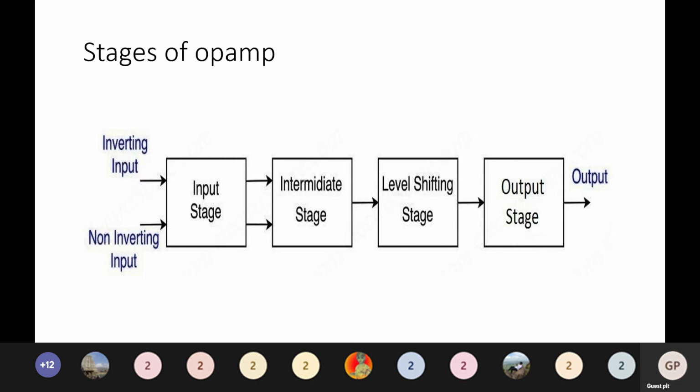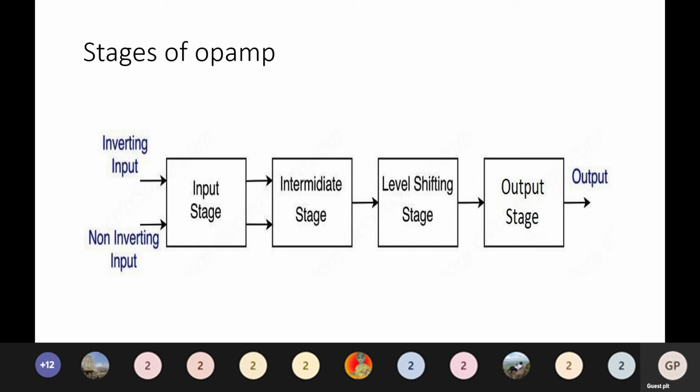And in the intermediate stage, we'll have a set of cascaded dual input unbalanced output differential amplifiers. It is not a single stage. You have cascaded stages there. This is in order to increase the gain of the amplifier to a higher level. So op-amps will produce very high gain, ideally speaking, infinite gain. That gain is achieved through this cascaded differential amplifier stage that you have in the intermediate stage.